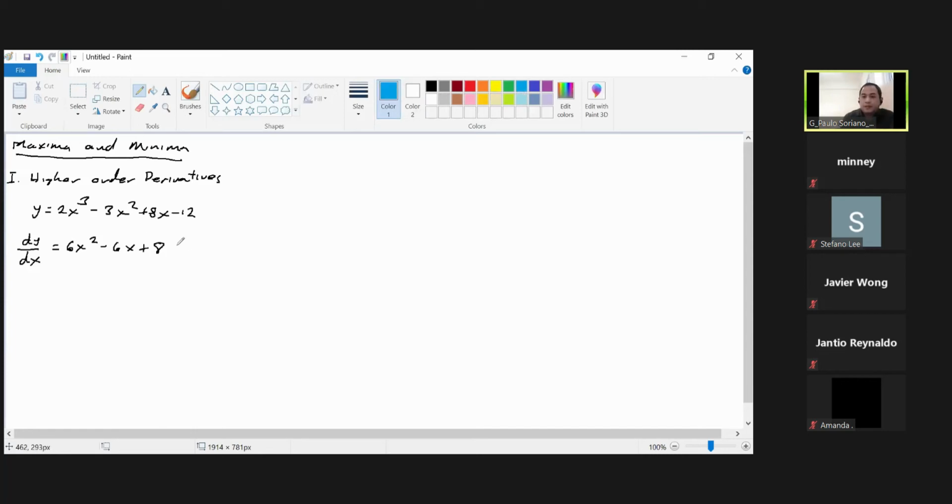However, this is what we call your first order derivative. Why do we call it first order derivative? Since we took the derivative once. In reality, the correct notation here is d raised to 1 y over dx raised to 1. That's the first order derivative.